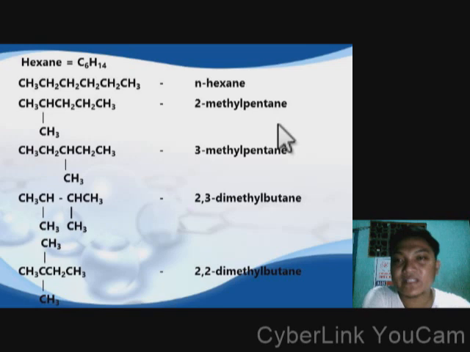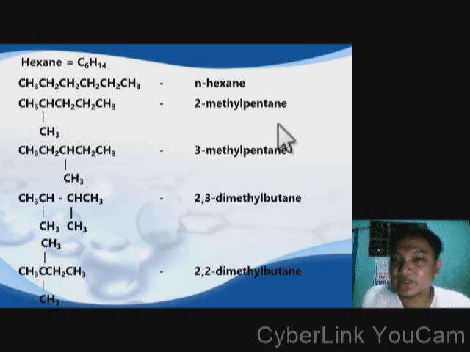2,3-dimethylbutane. Tignan nyo. 6 din ba ang carbon? So, let's see. 1, 2, 3, 4, 5, 6 din. 6 din. Ilan naman yung hydrogen? So, meron siyang 3, 6, 9, 12. Then, plus 2. So, meron din siyang 14. So, that proves na si 2,3-dimethylbutane is one of the isomers of your hexane.